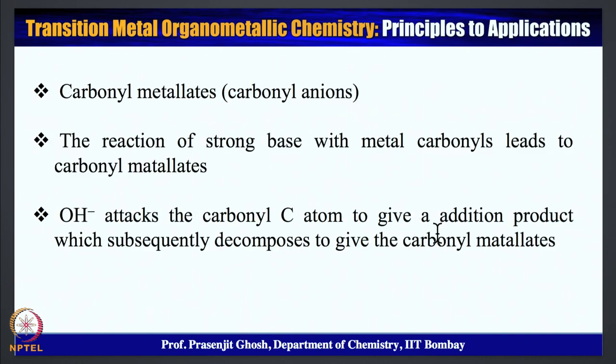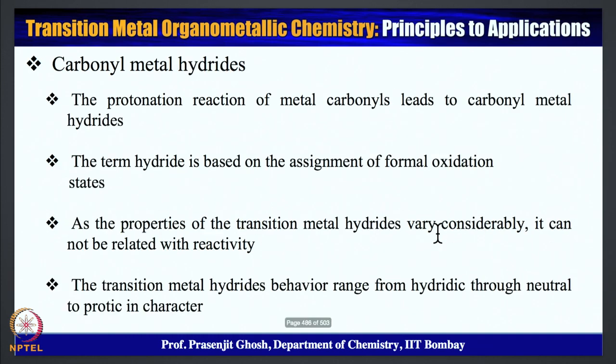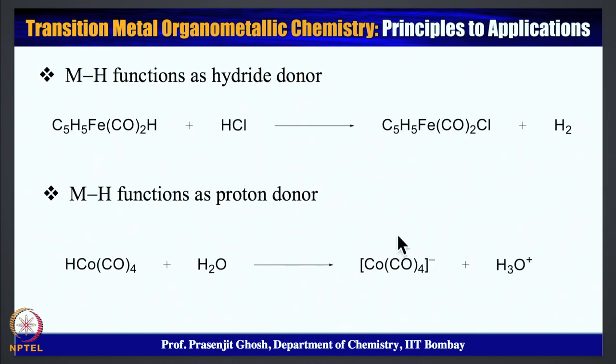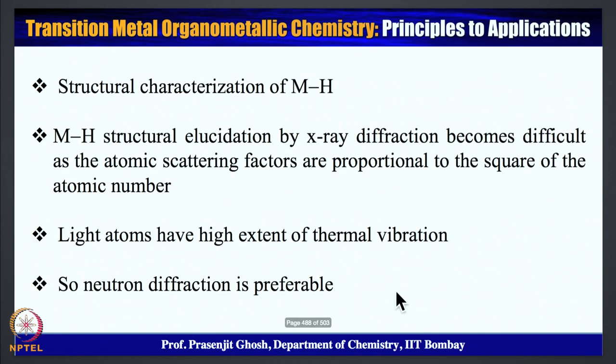We have looked into another class of compounds called carbonyl metalates. These are the anionic compounds. We have looked into carbonyl metal hydrides. These are important intermediates in many catalytic reactions, and what we have seen is that metal hydrides can function as a hydridic donor or a proton donor depending on the ligand and the metal they are binding to.